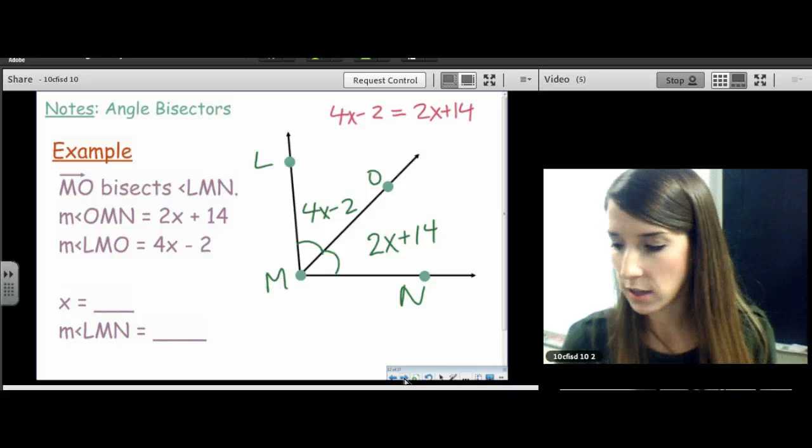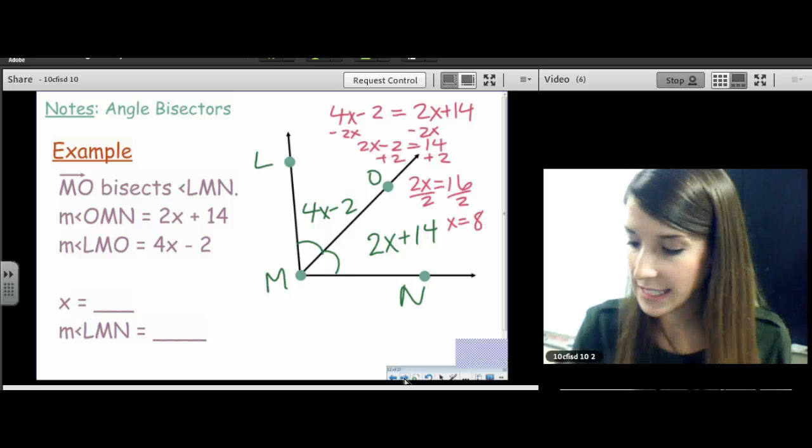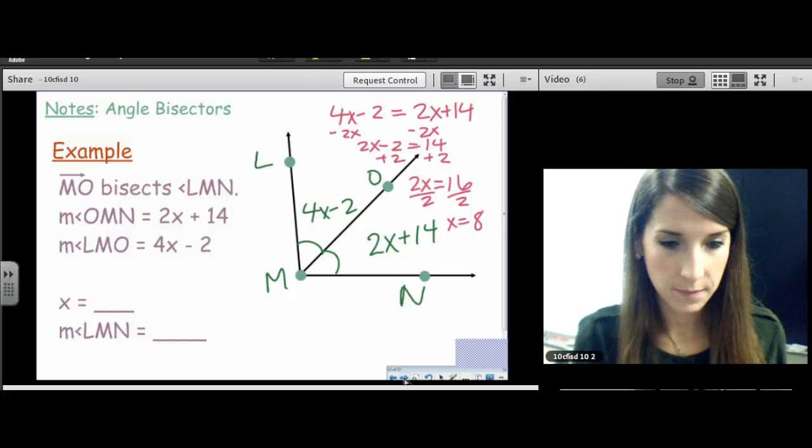Rishi, when you have your answer, can you type it in the chat? Okay, so x is 8. Are we okay with x being 8?